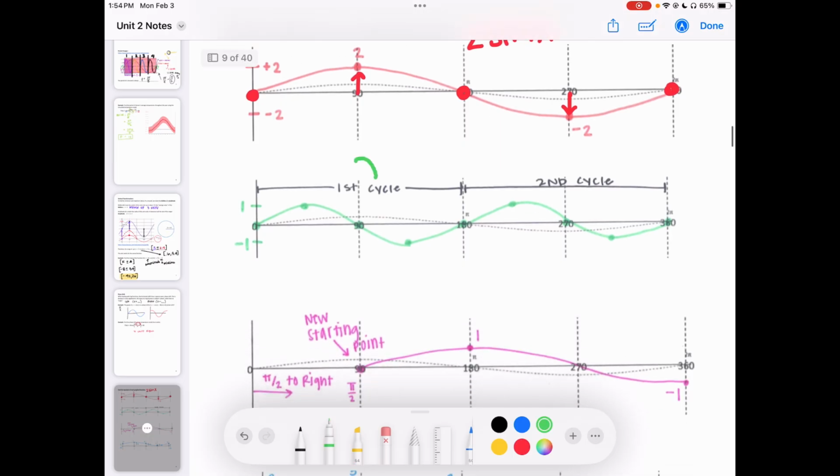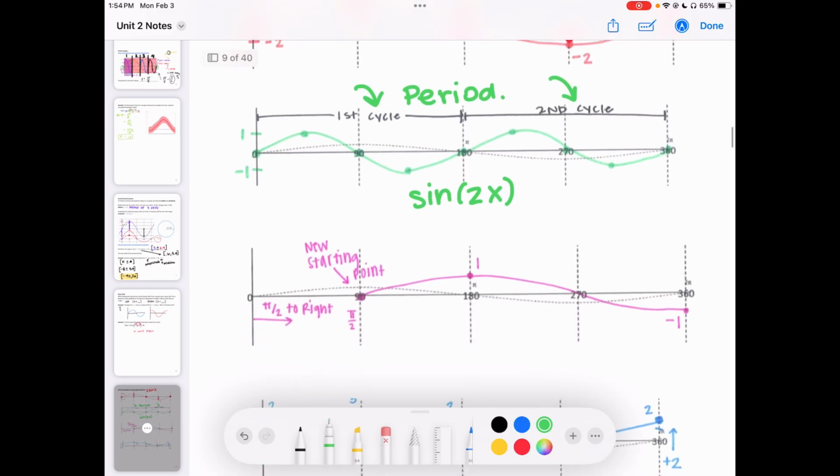And my next one, I immediately notice I have multiple cycles. That suggests to me I'm changing my period. Okay. I also know this is sine, and I have 2 periods, so I have sine of 2x. Notice that my maximum and my minimum have not changed. The only thing that has changed is the number of cycles.